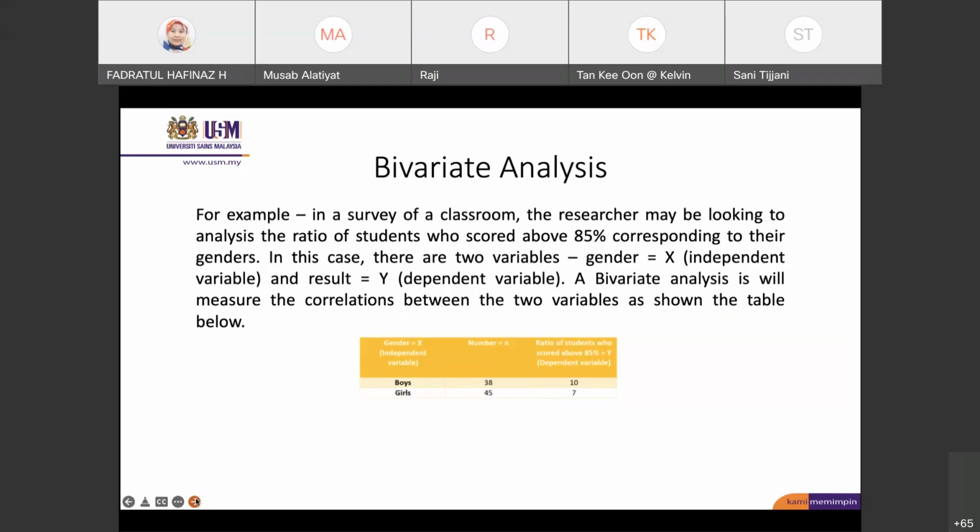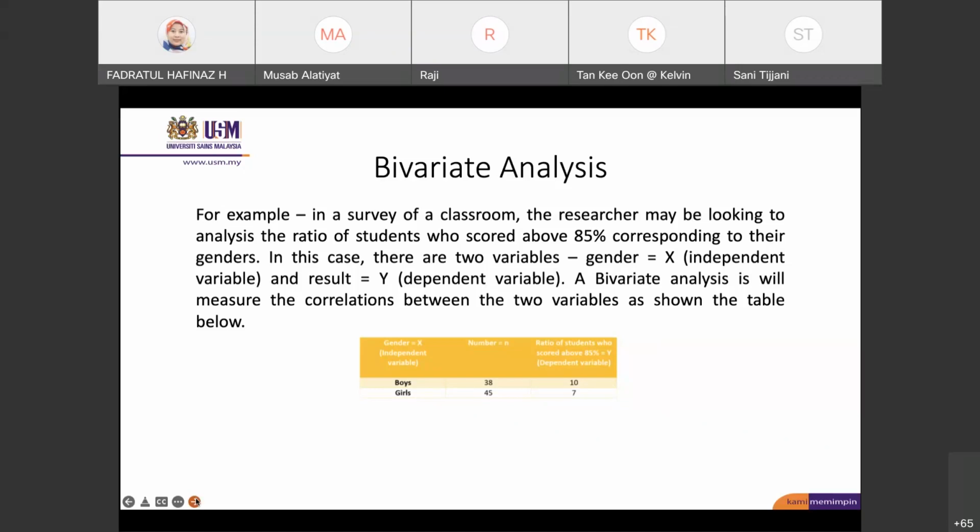Now, bivariate analysis, right? Bivariate analysis is slightly more analytical than univariate analysis, right? When the data set contains two variables and researchers aim to undertake comparison between the two data sets, then bivariate analysis is the right type of analysis technique.